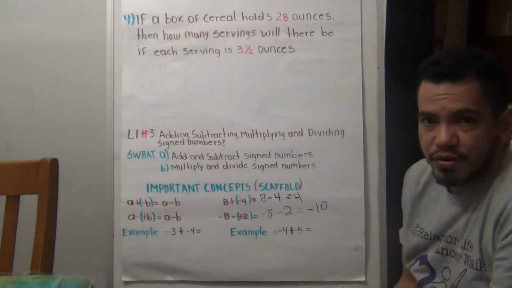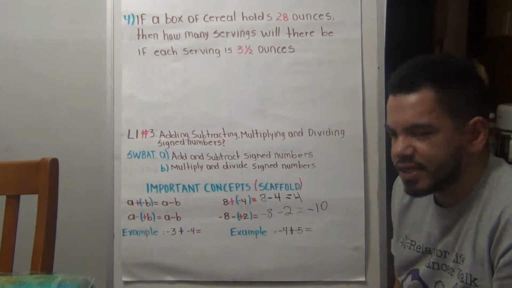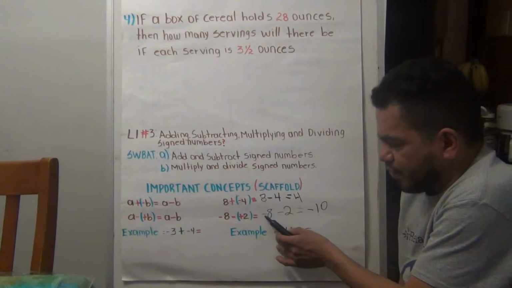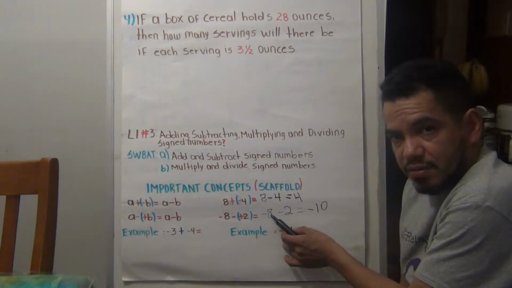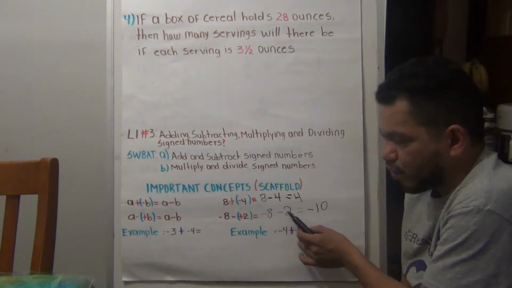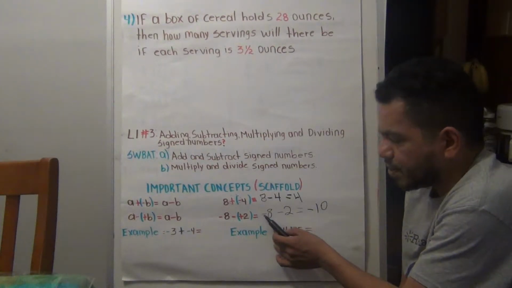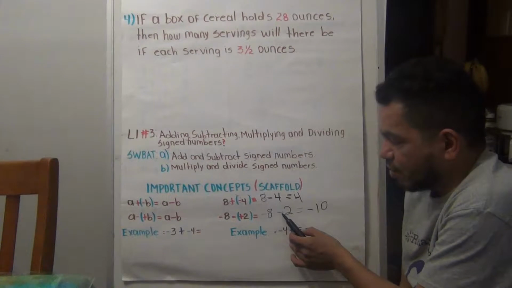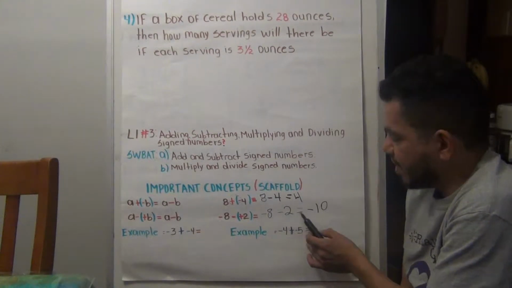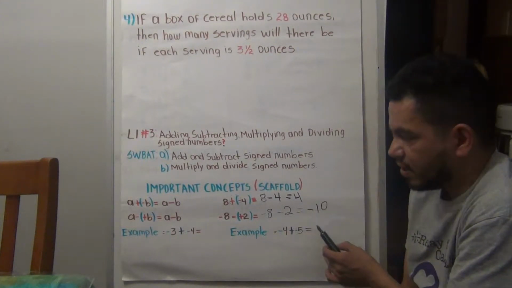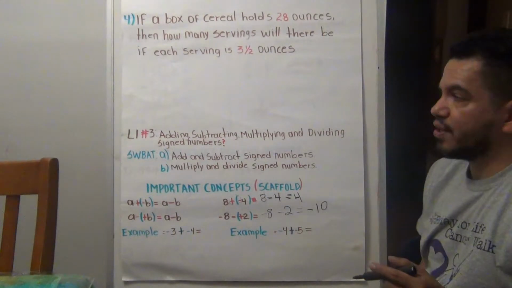Two ways of doing it. You could use the calculator or you could use your common sense. If you lost 8 pounds and then you lose 2 more pounds, you lost a total of 10 pounds. Or if the temperature is negative 8 degrees and it goes down 2 more degrees, then you have negative 10 degrees. Alright? Don't worry, we're going to look at the number line.